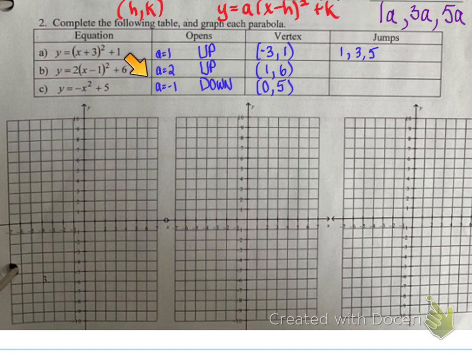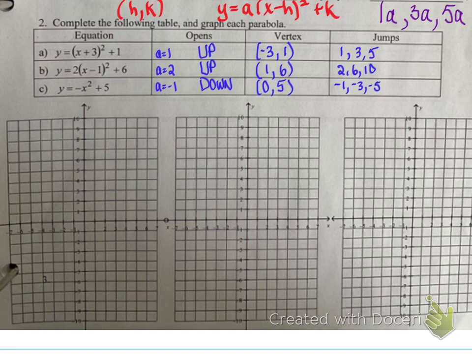The next one, my jumps will start at 2. That's 1 times 2 is 2. Remember 1a, 3a, 5a. 1 times 2 is 2. 3 times 2 is 6. 5 times 2 is 10. All right, moving on to the next one. A is -1. So it's 1 times -1, which is -1. 3 times -1 is -3. And 5 times -1 is -5. And that's how our parabola is jumping for the third one.